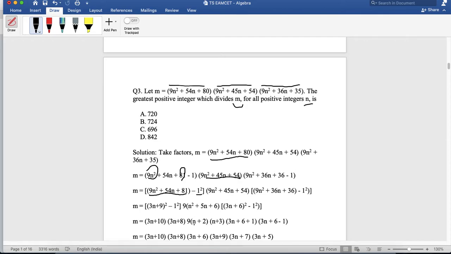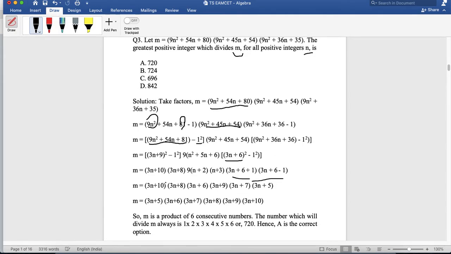I will take back 3 again inside, and I will get 3n plus 6 into 3n plus 9. Over here I have done a very simple a square minus b square again. I added 1 and subtracted 1. 35 becomes 36. 36 is 6 square, so I will get 3n plus 6 whole square over here. So a square minus b square, 6 plus 1 will become 7, 6 minus 1 will become 5. So factorization leads to this.